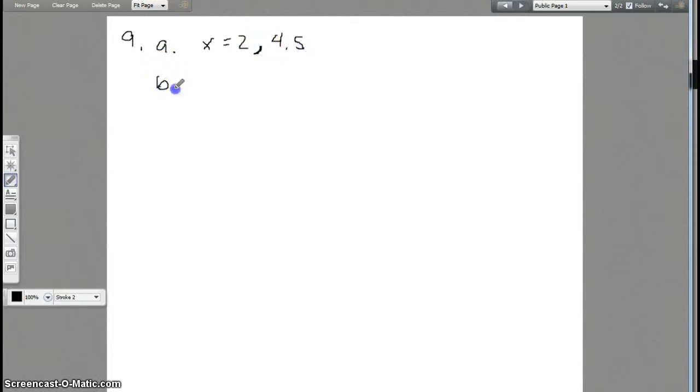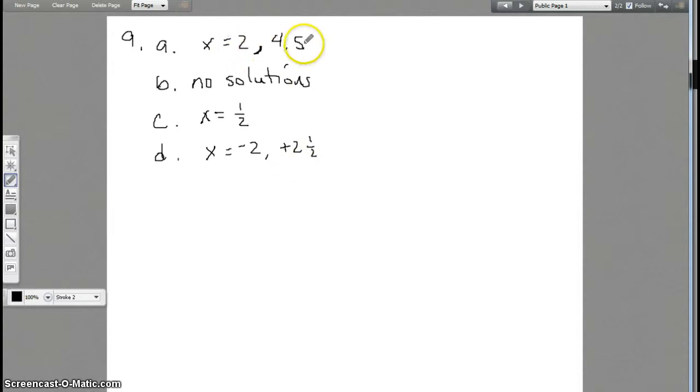For part B, it doesn't touch the x-axis at all, so I'm going to say no solutions. For part C, it just touches the x-axis and it looks like it's about 1/2. So I'm going to say x equals 1/2. For part D, it crosses the x-axis. It looks like it's about -2 and +2.5. So I'll say x equals -2 and +2.5.